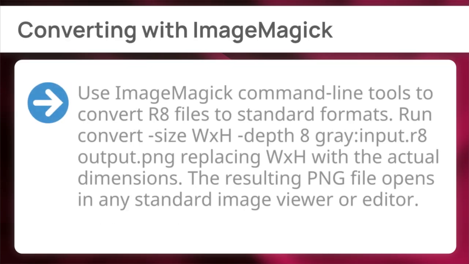Finally, converting with ImageMagick. Use ImageMagick command line tools to convert R8 files to standard formats. Run convert -size WxH -depth 8 gray:input.r8 output.png, replacing WxH with the actual dimensions. The resulting PNG file opens in any standard image viewer or editor.